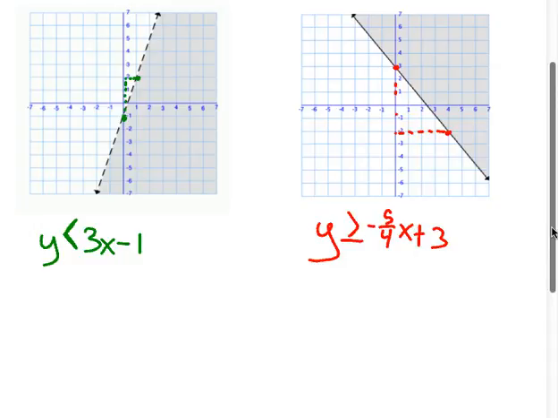So again, the two big ideas you should have gotten from today are how to graph linear inequalities, and if I show you one, how to write its equation. So now you're good to go, so you can go back and start doing the worksheet.